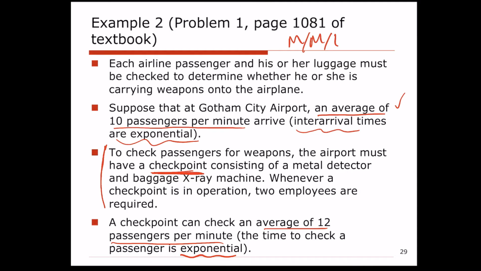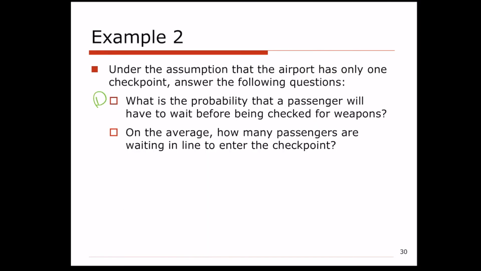Now, what is given to us? So on average, 10 passengers per minute come to get their security check done. So that's lambda, which is 10 passengers per minute. Also, we know that the checkpoint can process 12 passengers per minute. And so that's our service rate, mu, which is 12 passengers per minute. Now, in the first question, we want to see what is the probability that a passenger has to wait before being checked at the security check.